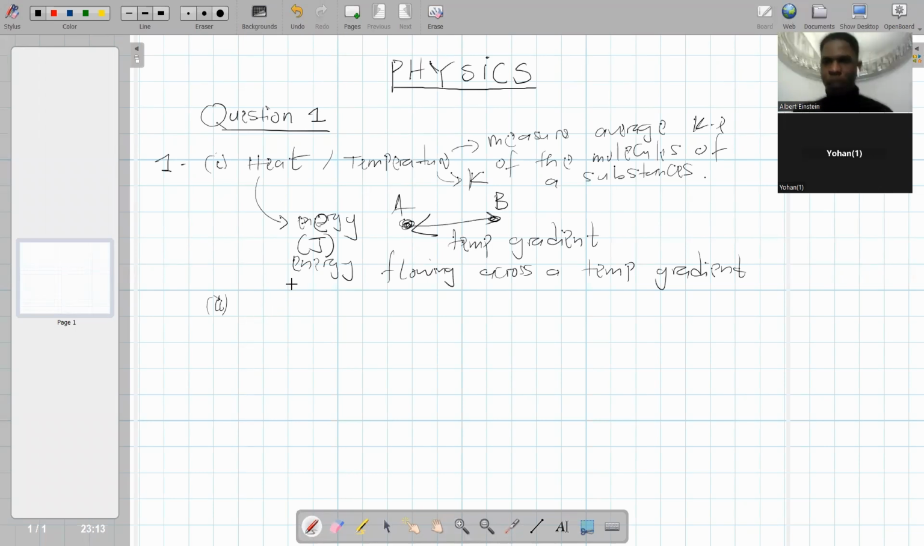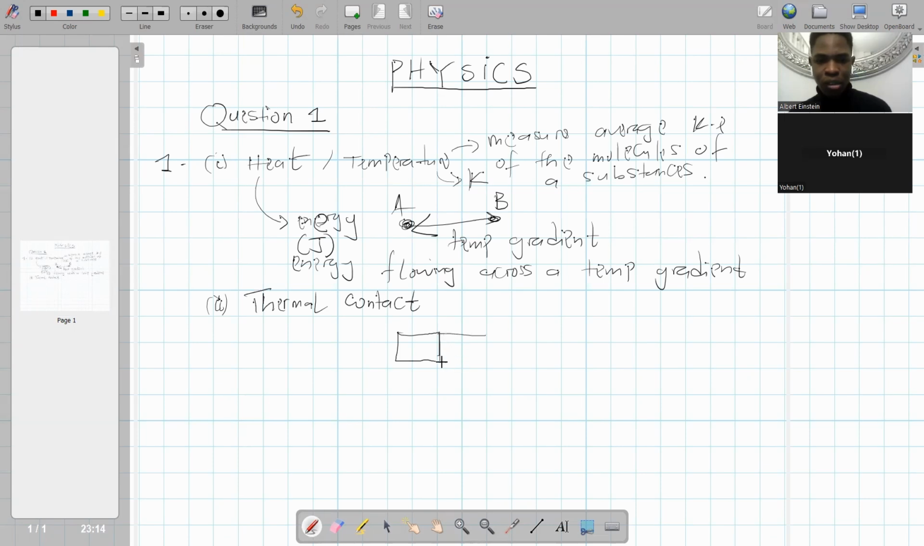The second term is thermal contact. Generally, just like two objects can be physically touching each other, thermal contact will simply be a situation whereby two bodies are able to exchange energy.